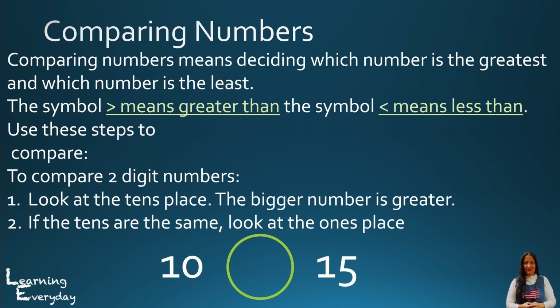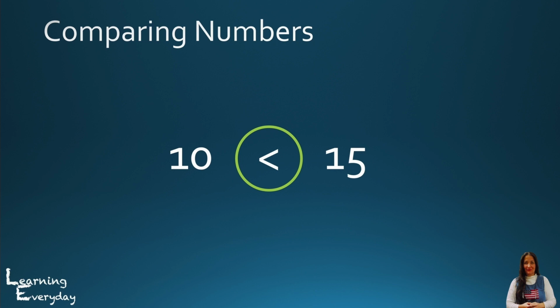For example, if we look at the number on the left, the ones place is a 0 and the tens place is a 1. The tens place is 1. Now we look at the number on the right. We see a 5 in the ones column and a 1 in the tens column. Both these numbers have 1s in the tens column, so we have to think about the ones column. In the ones column we have a 0 on the left and a 5 on the right. The number on the right is greater, because 5 is greater than 0. 10 is less than 15.